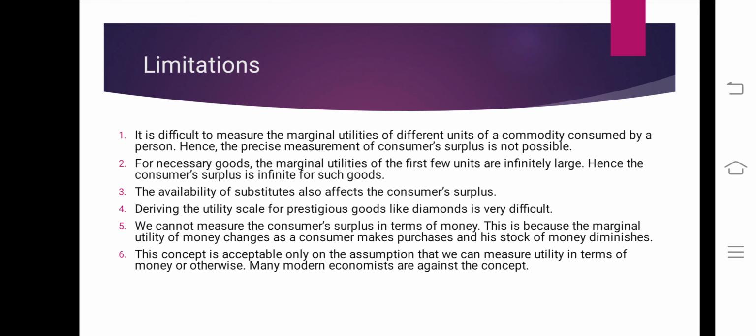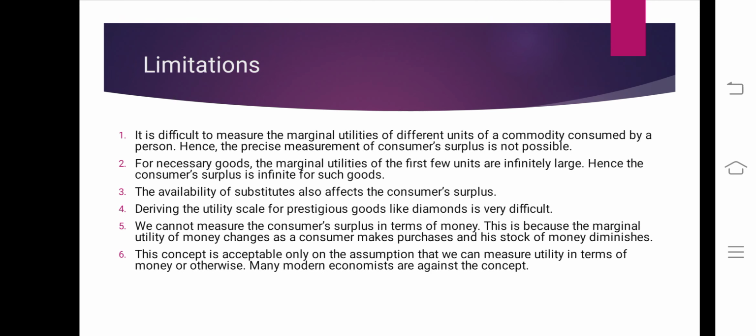So, next are the limitations of the theory. The first limitation is it is difficult to measure the marginal utilities of different units of a commodity consumed by a person. Hence, the precise measurement of consumer surplus is not possible. The second limitation is for necessary goods, the marginal utilities of the first few units are infinitely large. Hence, the consumer surplus is infinite for such goods.